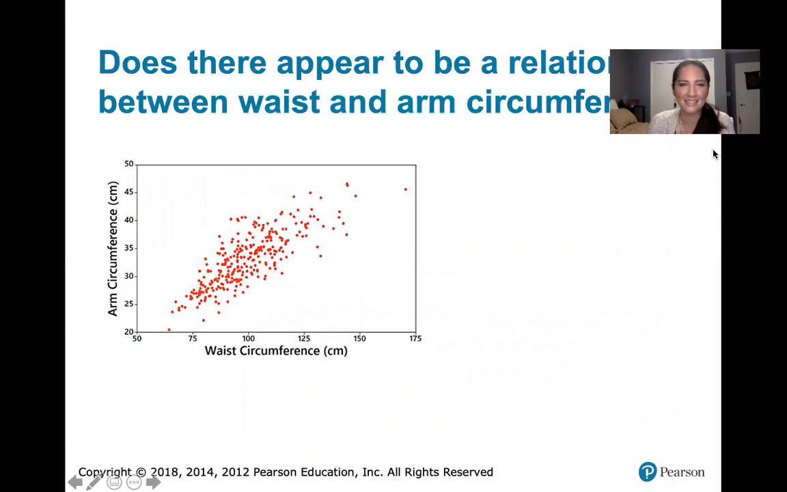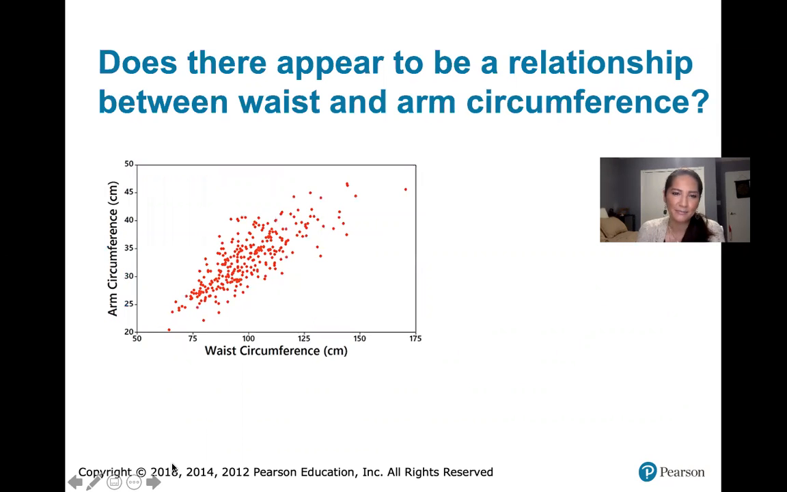To motivate this discussion, let's look at an example. Let's say you have a set of ordered pairs, a bunch of data, and the first element in each of those ordered pairs is a person's waist circumference, and the second element in each of those ordered pairs is the person's arm circumference. If you're interested in answering this question, does there appear to be a relationship between waist circumference and arm circumference? One way that you could answer that question is to graph that set of ordered pairs.